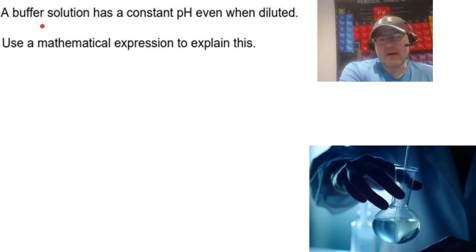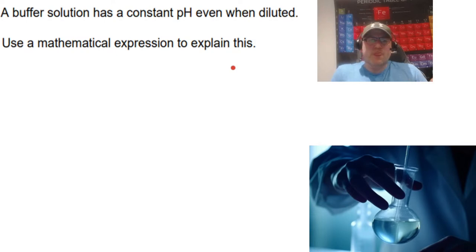But there we go. A buffer solution has a constant pH even when diluted. Use a mathematical expression to explain this. So you can dilute it as much as you like. Why does it not change the pH? You can add loads of pure water. Well, it won't change the pH. And you can just write out the expression for a buffer calculation. A buffer is a ratio.